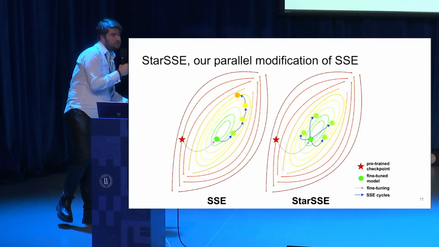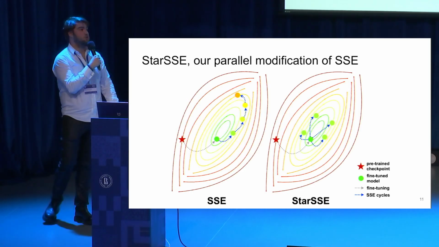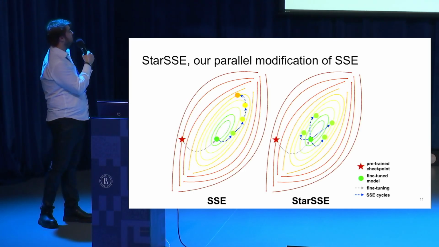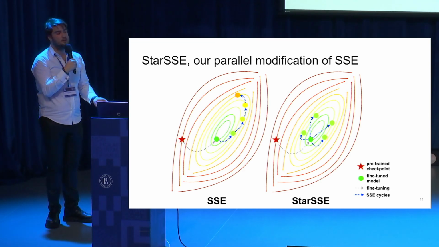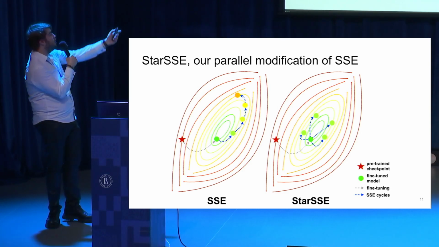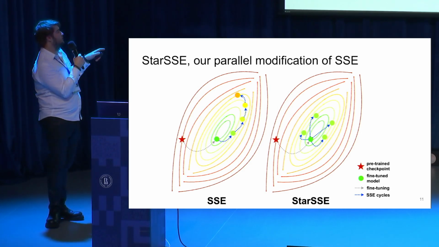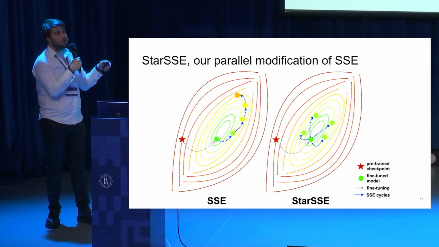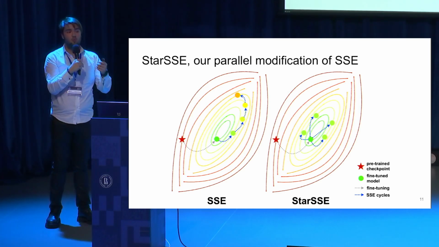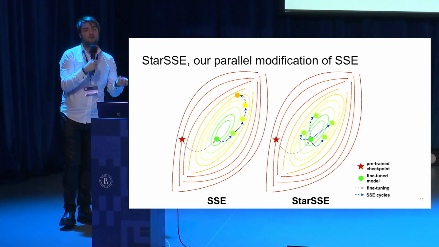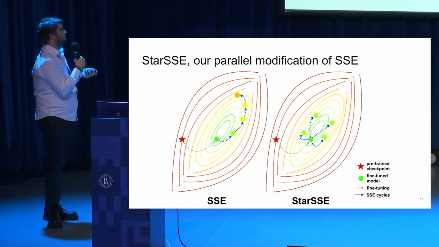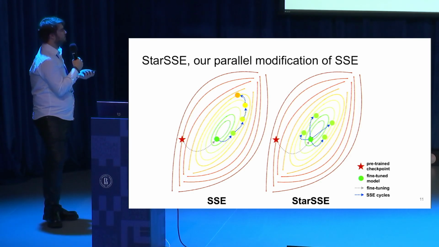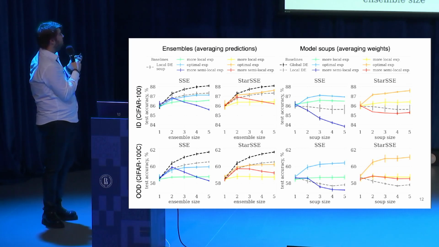So we tried to fix this and proposed our own modification of the snapshot ensembles, which is called star SSE, because it actually does the training not in sequential, but rather in parallel style. So we fine-tune the first model as is done in regular SSE, but then we launch parallel cycles of the learning rate, which do not allow us to go too far away from the pre-trained checkpoint, so as not to lose the advantages of transfer learning. So this is how it looks on the scheme of the loss landscape. And here are the results.